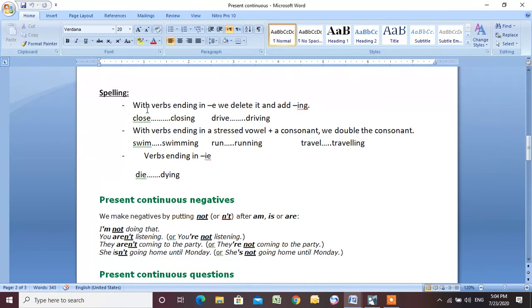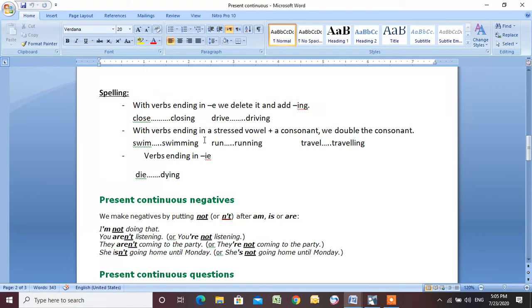Spelling. With verbs ending in E, we delete the E and add ing. So close, we don't write the E and we add the ing. Closing. Drive, driving, without the E.